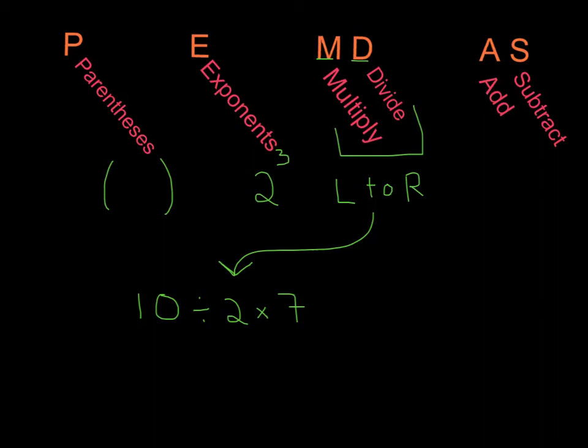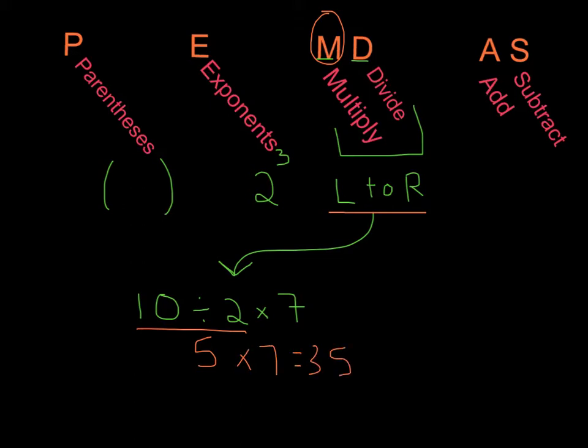For example, 10 divided by 2 times 7. In the order up here, M comes before D. But we don't multiply before we divide because we're going to perform them left to right. So 10 divided by 2 is 5, and 5 times 7 is 35.